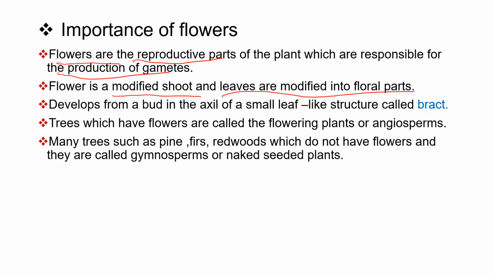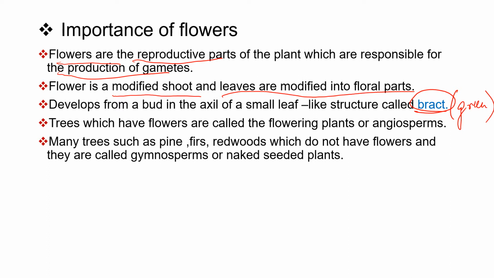Now it develops from a bud in the axil of a small leaf-like structure which is called the bract. So what is a bract? This is actually a new term. A bract is always green in color, and it is the small leaf-like structure from which the bud is growing. So that is the bract.